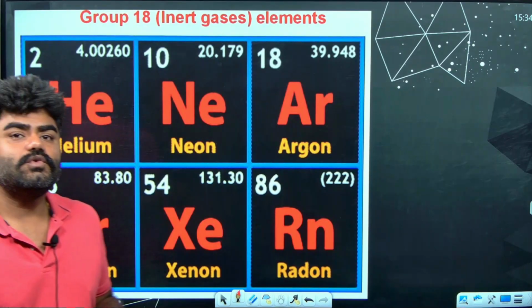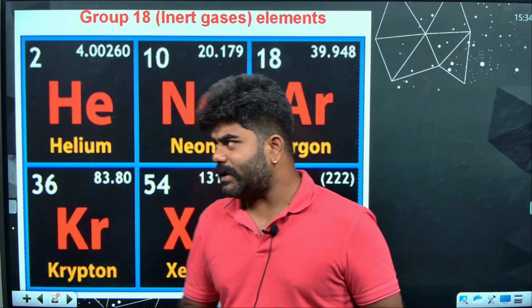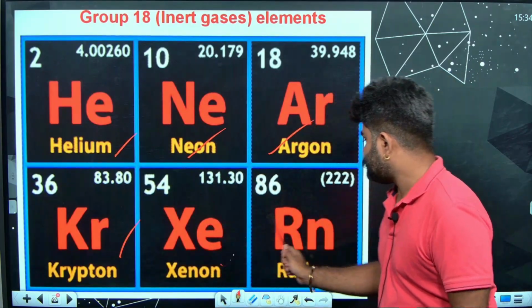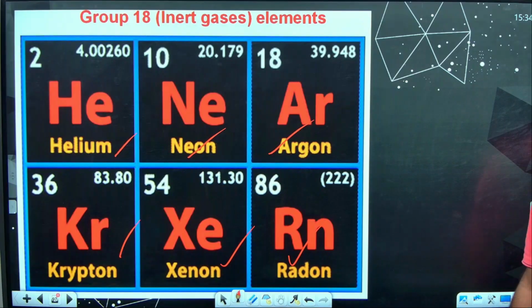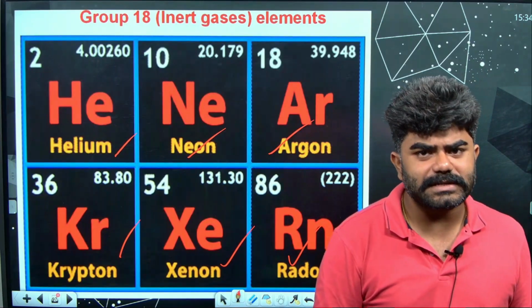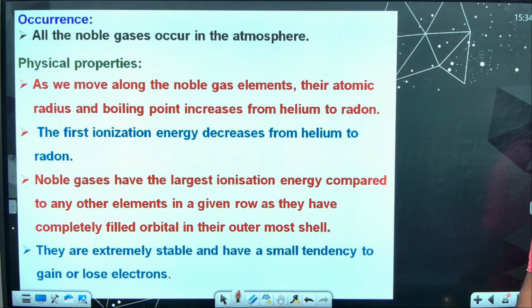Now we enter into group 18, which is inert gases. You know that in group 18 we have helium, neon, argon, krypton, xenon and radon. The noble gases or inert gases are present in the atmosphere, right? So from the atmosphere we get these noble gases.